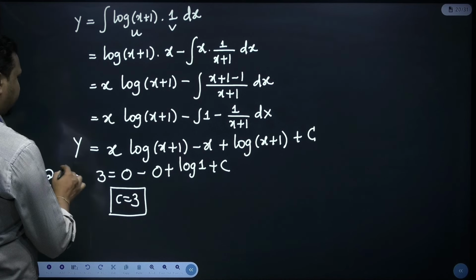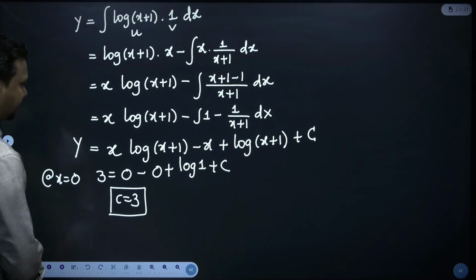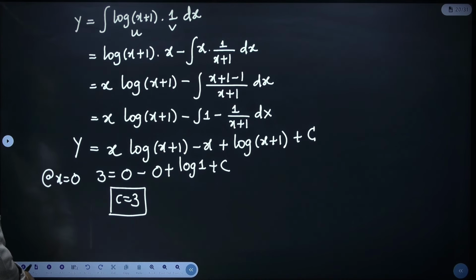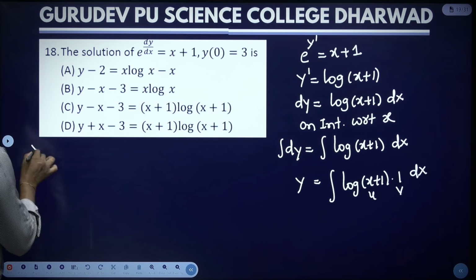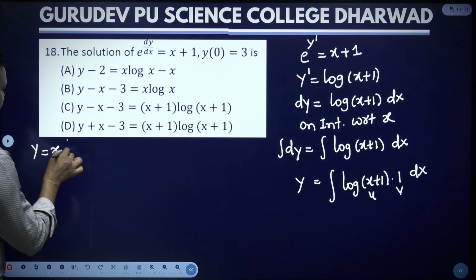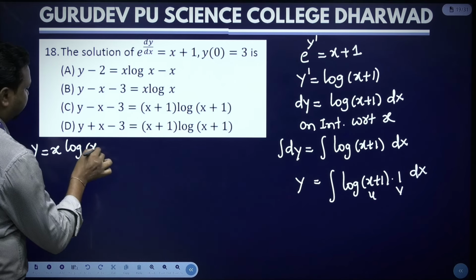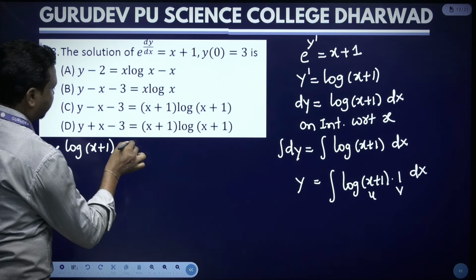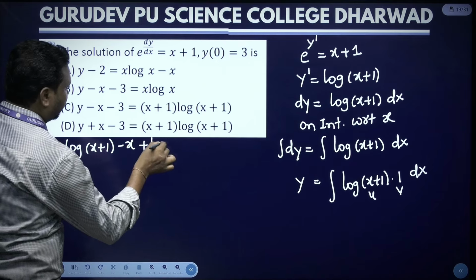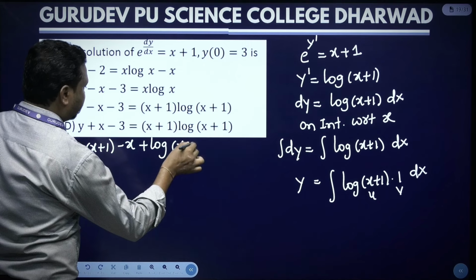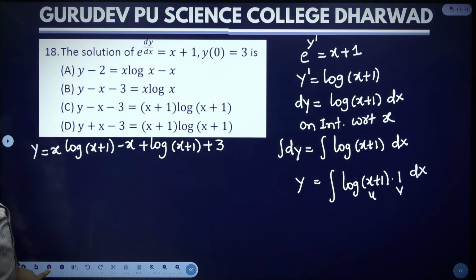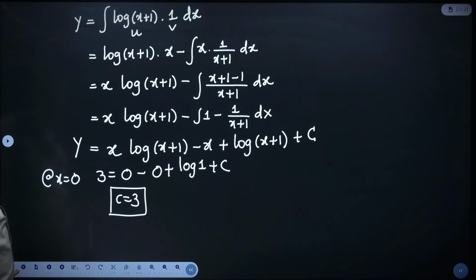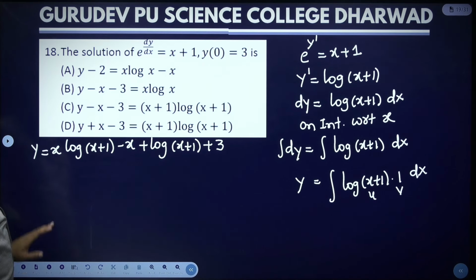So let me consider y is equal to x log x plus 1 minus x plus log x plus 1 plus 3. Let me write here: y is equal to x log x plus 1 minus x plus log of x plus 1 plus c. c is nothing but 3. Correct? Hold on. x log x plus 1 minus x plus log x plus 1 plus 3. This should be your answer.